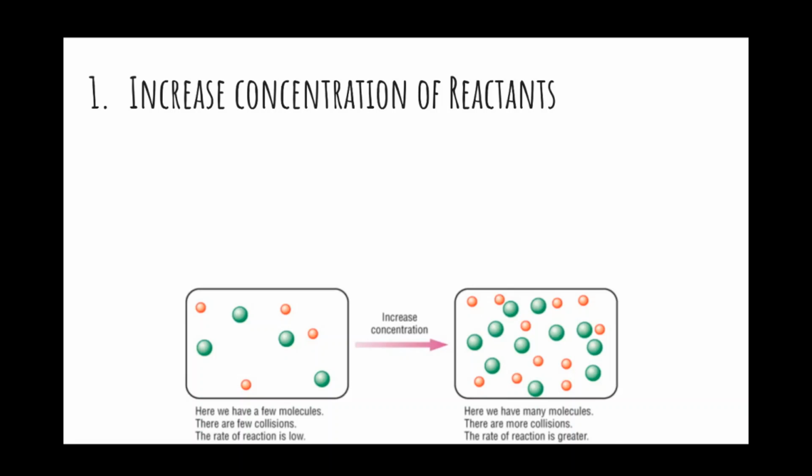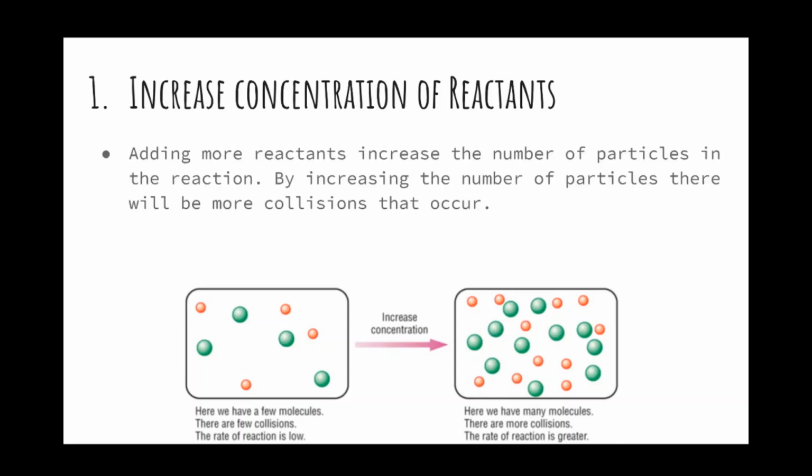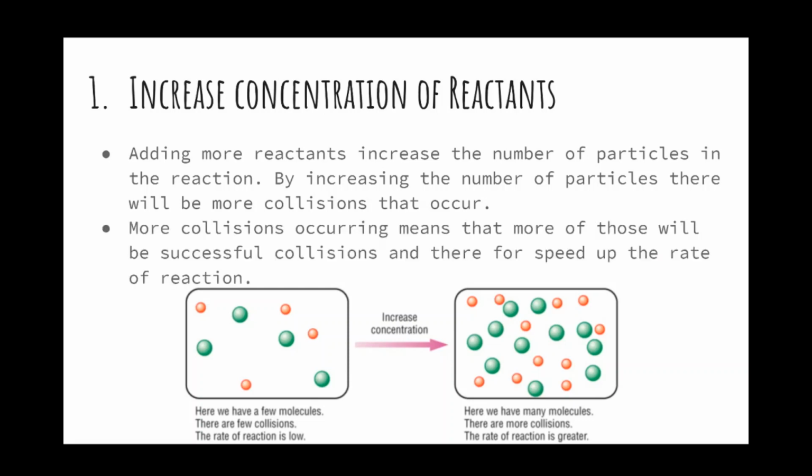So the first way of increasing the rate of the reaction is to increase the concentration of reactants. By adding more reactants, we increase the number of particles in the reaction. By increasing the number of particles, more collisions will occur. If more collisions occur, that means there will possibly be more successful collisions. Therefore, more collisions mean that the reaction will happen faster.